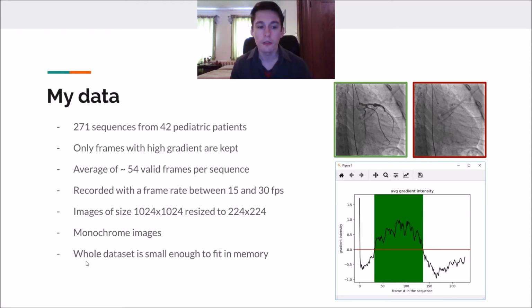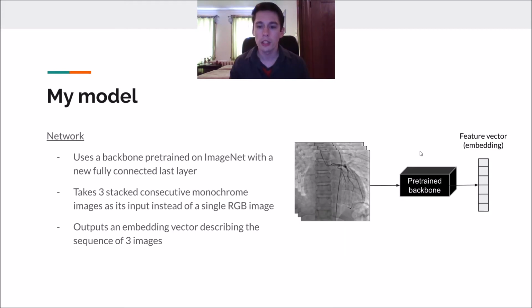And fortunately enough, the whole dataset fits in the memory, so it simplifies the training process. My model is a deep convolutional neural network pre-trained on ImageNet, and I stack 3 monochrome consecutive images to create one input image, like the model is used to parse. This creates an embedding vector that describes the sequence of 3 images.